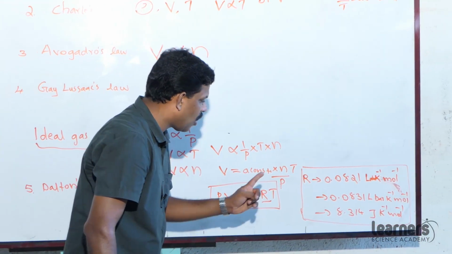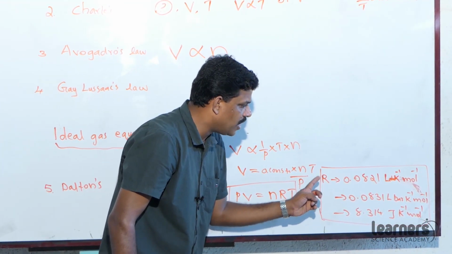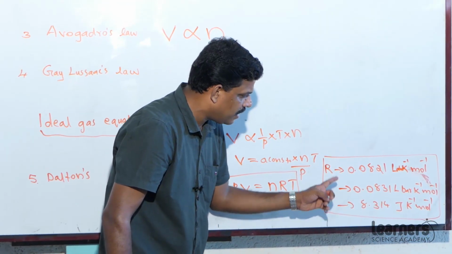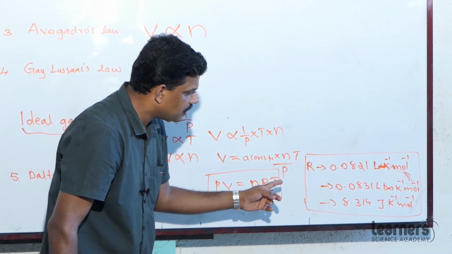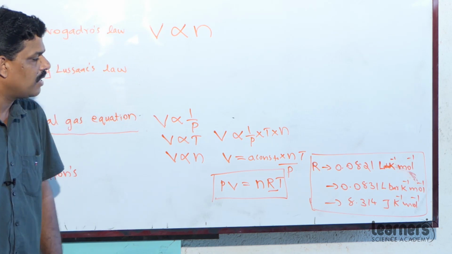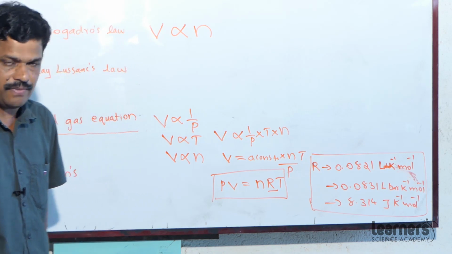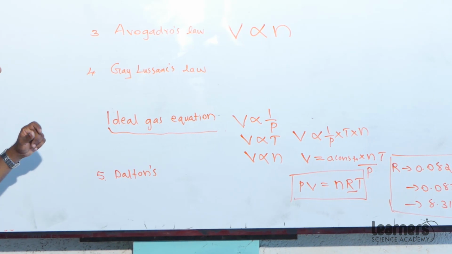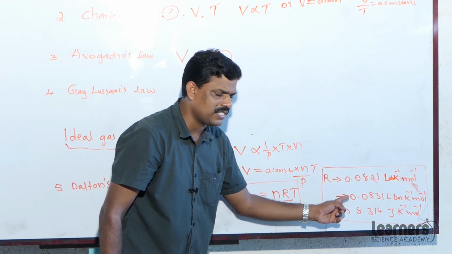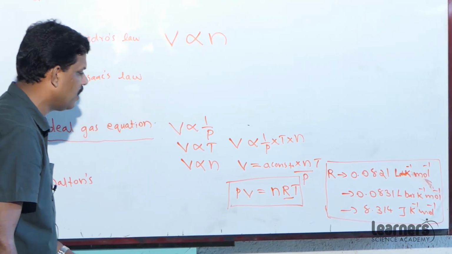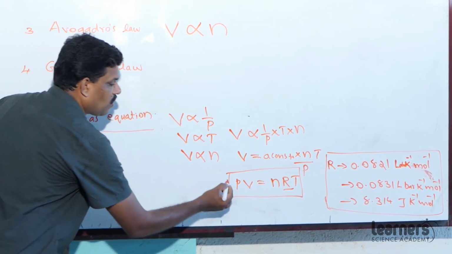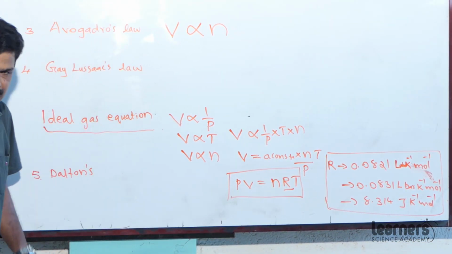R has 3 values: 0.0821 liter atm Kelvin inverse mole inverse, 0.0831 liter bar Kelvin inverse mole inverse, and 8.314 joule Kelvin inverse mole inverse. You must remember the 3 values 0.0821, 0.0831, 8.314 for R. The equation is called the ideal gas equation.